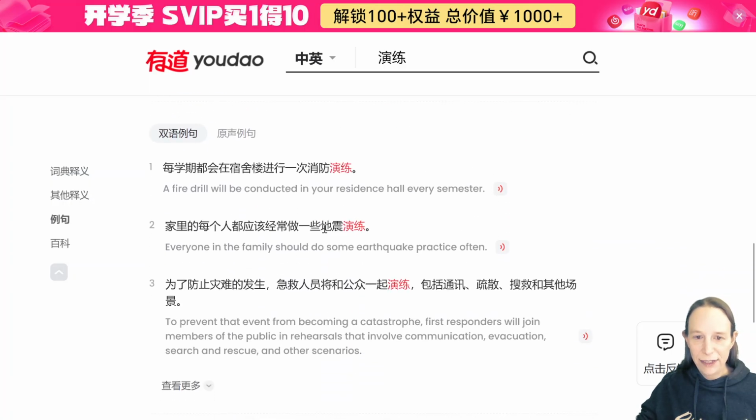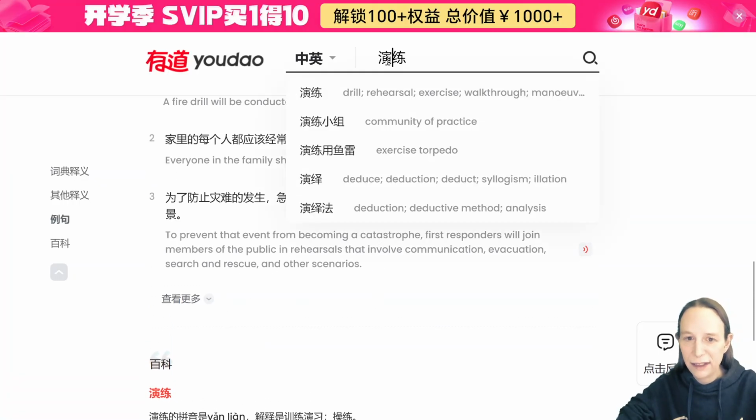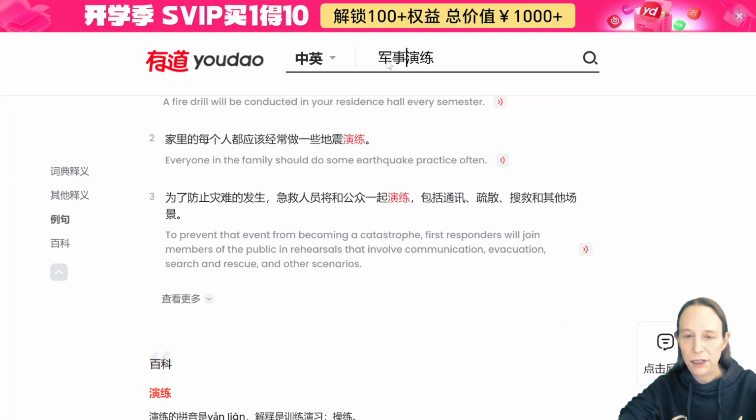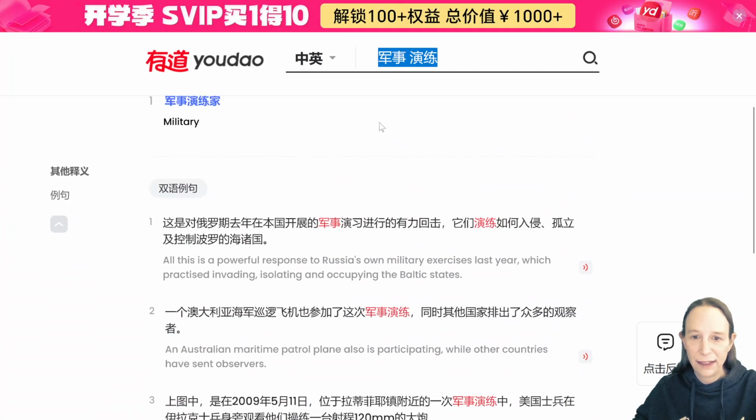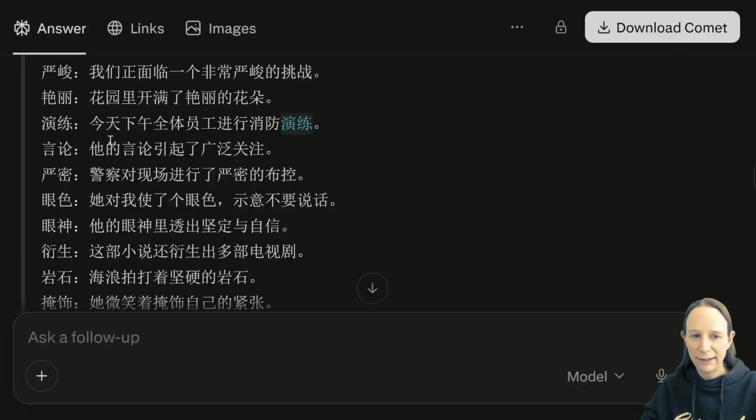Yeah, okay, fire drill, earthquake drill. Yeah. Is it military drill? I thought it was military drill. I'll just put that. Yeah. So these are military drills. So, okay, so it's broader than what I was thinking. So it does include military, but it's broader and includes fire drills, etc.